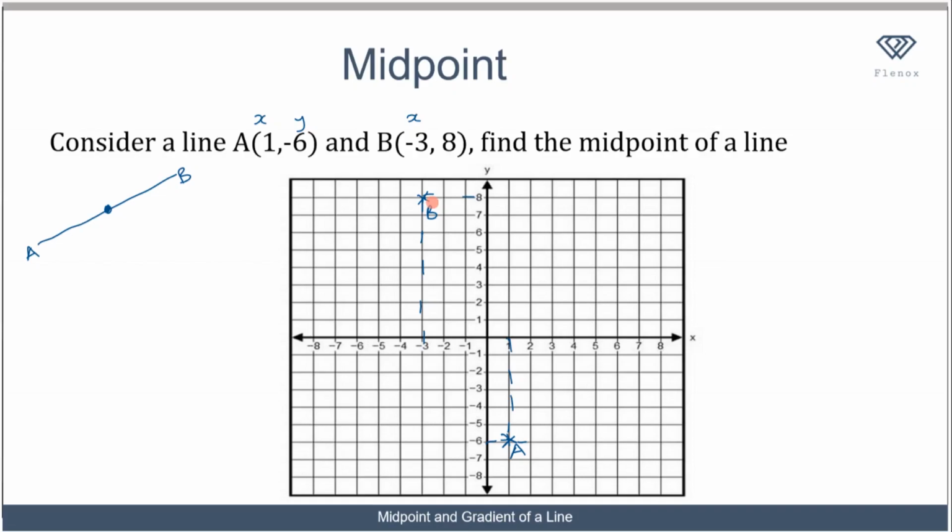Now I'm trying to identify the line on which these 2 points pass. So what do I have to do? I just need to join these 2 points together, and when I join them together, I'm going to have a straight line as shown.